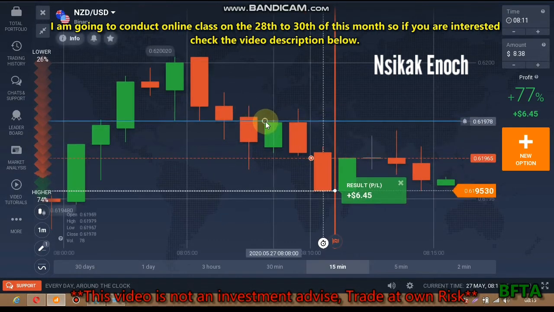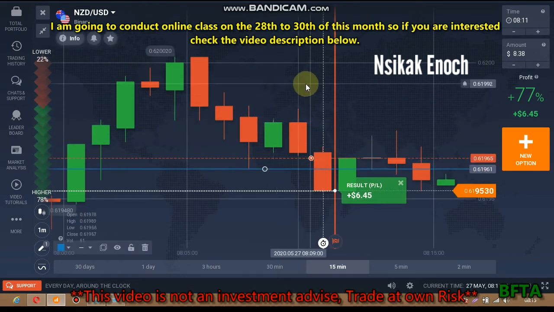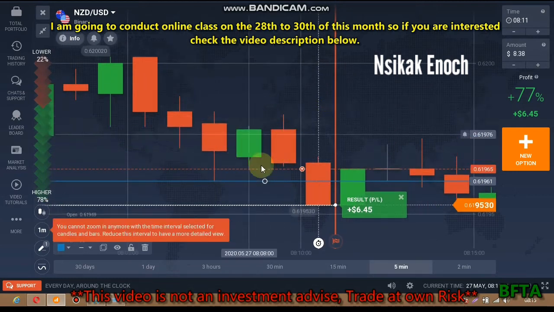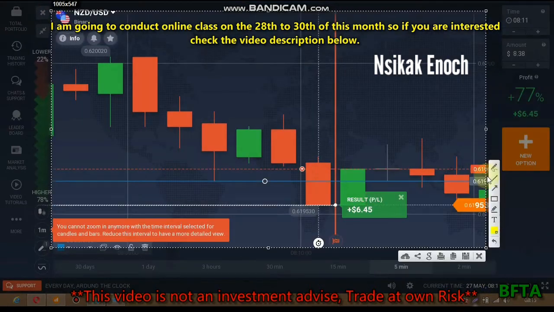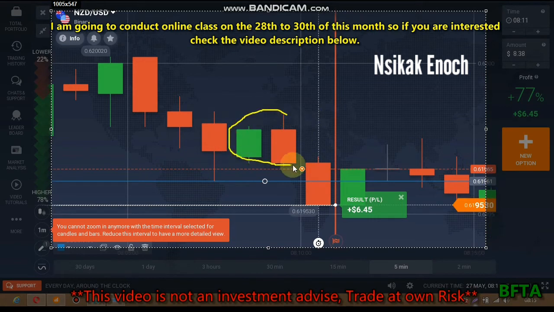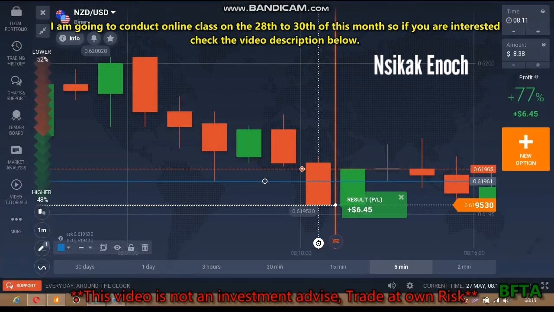And I go with lower option here again because the next buyer's entry point is here. This is bearish engulfing, a continuation. Bearish engulfing pattern, a continuation of this downtrend to this level. So the sellers will touch this level before the buyers enter. So I know that, that's why I place lower option.